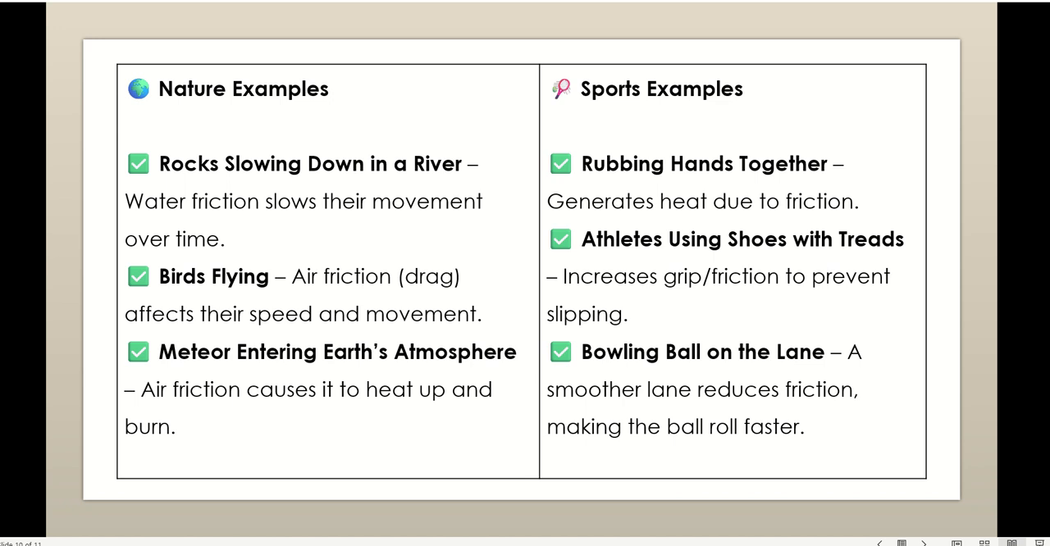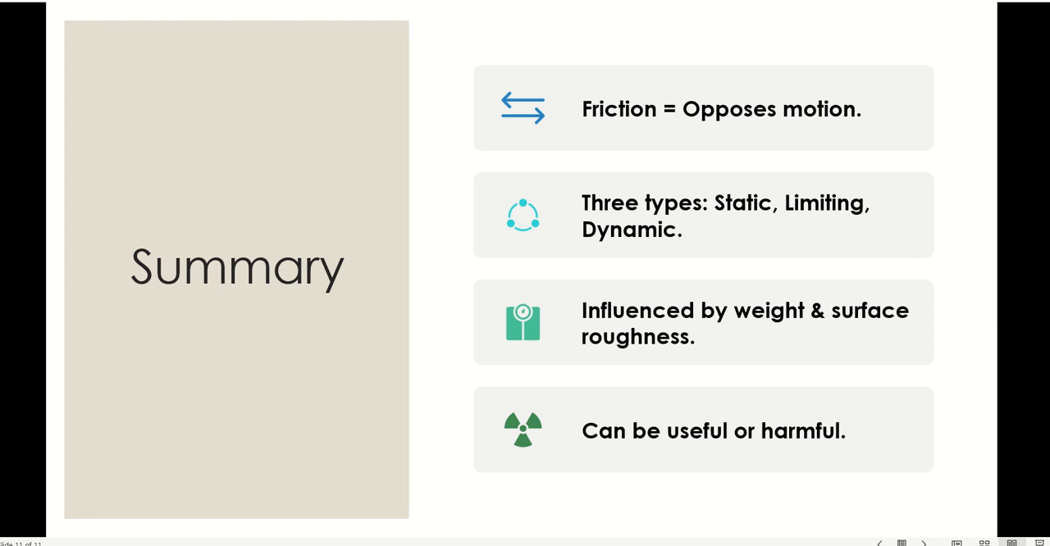In sports, we know athletes use shoes with spikes on them, so that can increase the grip. And for a bowling ball on the lanes, we have a smoother ball, so it can reduce the friction and make the ball roll faster. So with that, we come to the summary of friction. Friction is the opposing of motion. We have three types: static, limiting, and dynamic. It is usually affected by the normal weight and the nature of the surface, and it has both advantages and disadvantages. Thank you.